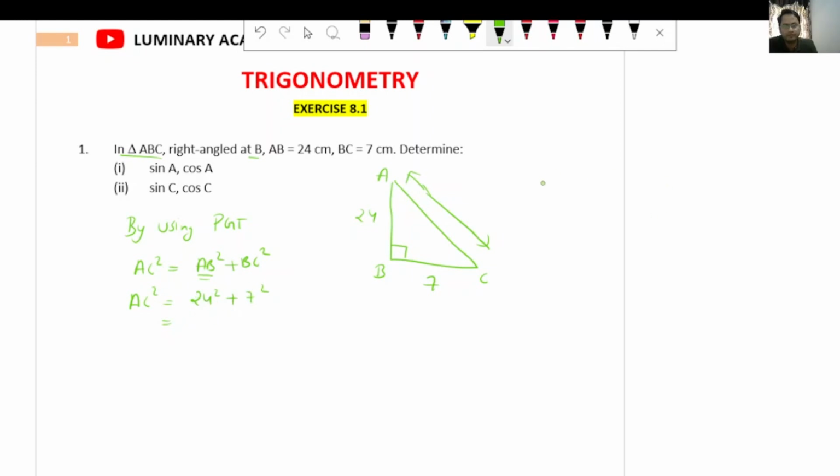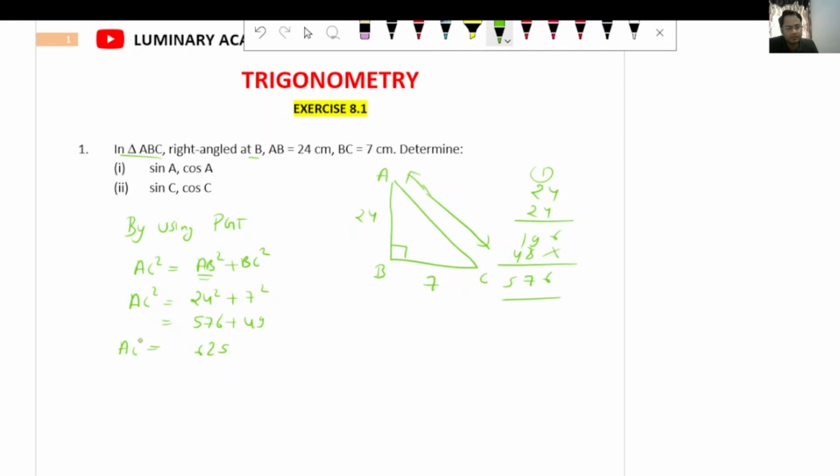You need to calculate. If you don't know the square, you can calculate like this: 4 fours are 16, and 4 twos are 8 plus 1 is 9, and 4 twos are 8, so 2 fours are 8, and then it is 576. Okay, so 576 plus 7 square is 49. You need to add these two. 6 plus 9 is 15, so 5, and then 7 plus 4 is 11 plus 1 is 12, and then 5 plus 1 is 6, so 625, right?